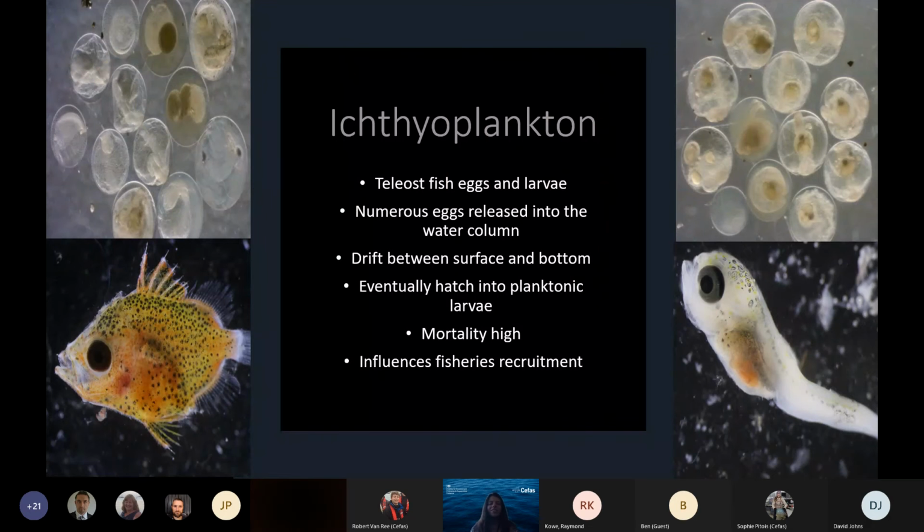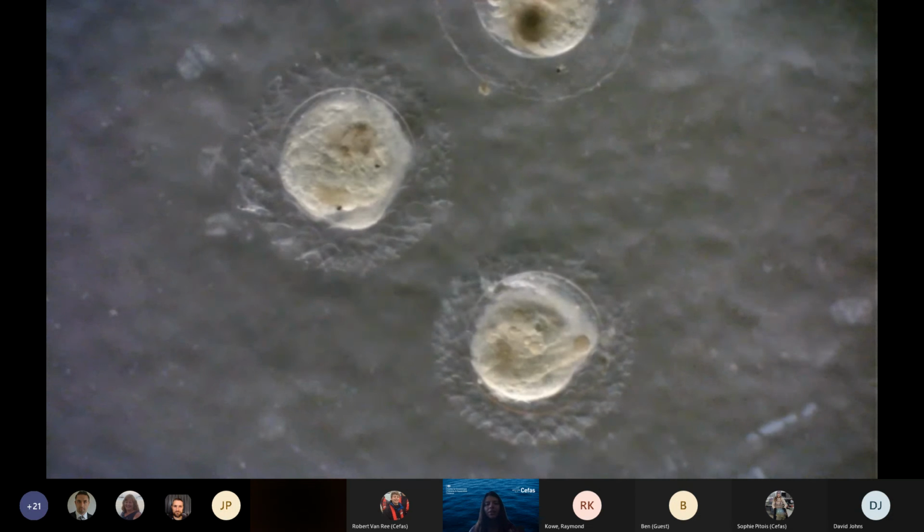Okay, so finally we get on to the ichthyoplankton group, which is composed of the larvae and eggs of many teleost fish species. These fish often produce huge amounts of eggs, up to hundreds of millions per female. The transparent pelagic eggs which are produced usually have a diameter between 0.7 to 1.5 millimeters, though in rare cases reaching up to 2.6 millimeters even.